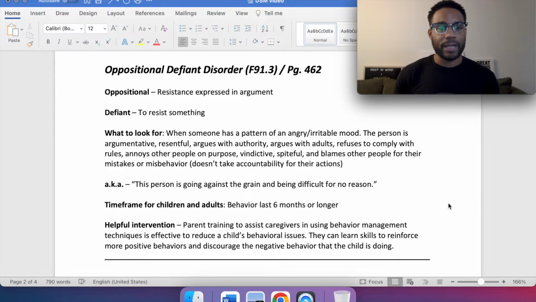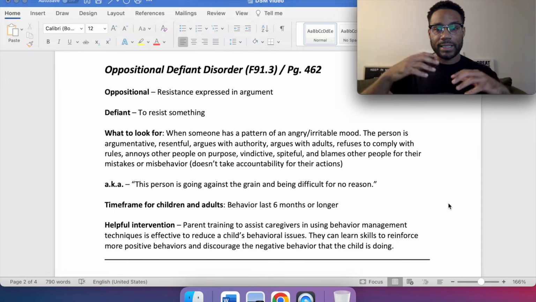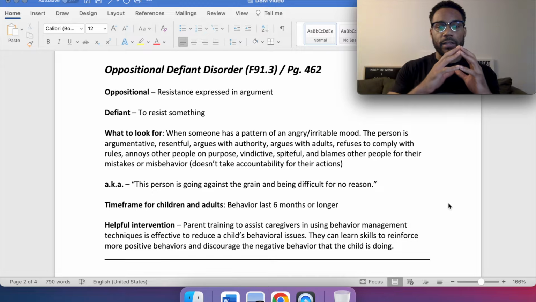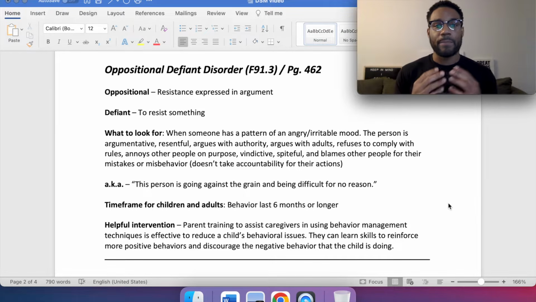So jumping into it, oppositional defiant disorder. Oppositional is resistance expressed in argument, and defiant meaning to resist something. So when we use the tip and read it backwards, disorder, there's an issue with something. What is there an issue with? Defiancy. And remember, in the context of the mood, the personality, there's an issue with their personality being defiant, and defiant meaning to resist something. They're oppositional, resistance expressed in argument. So they're very combative, very argumentative.